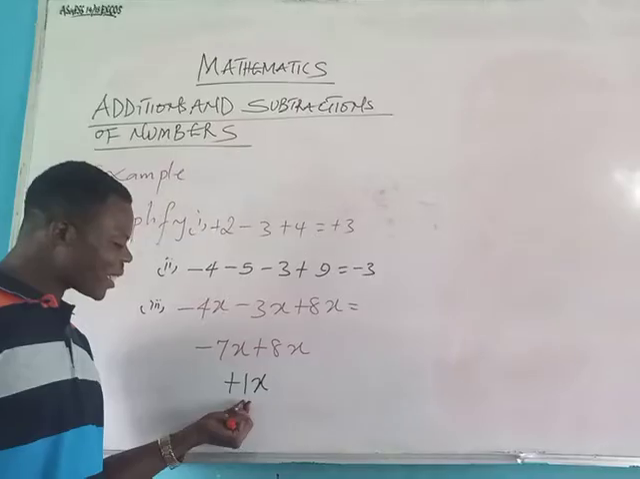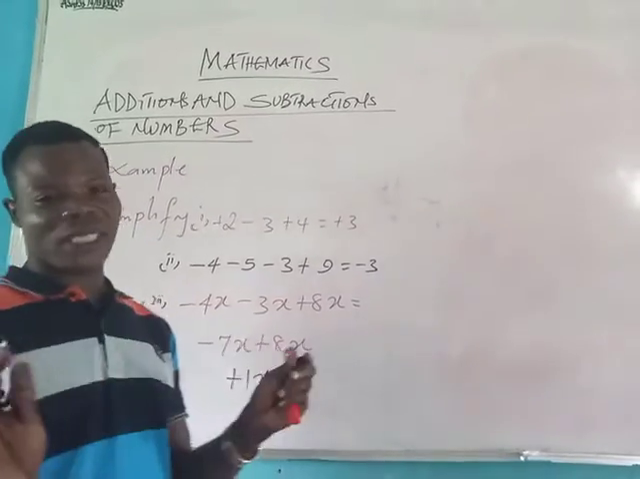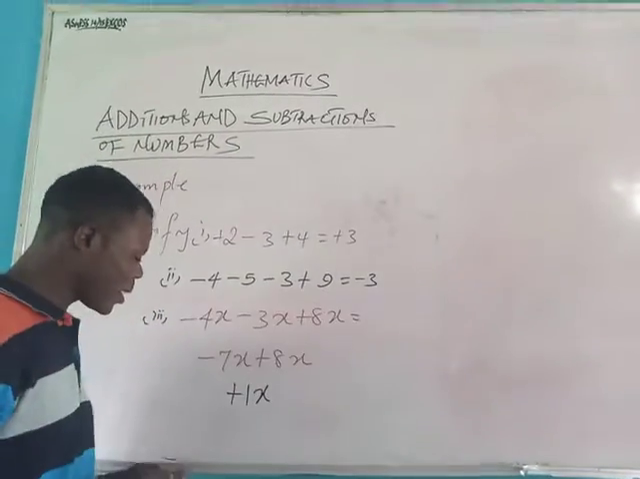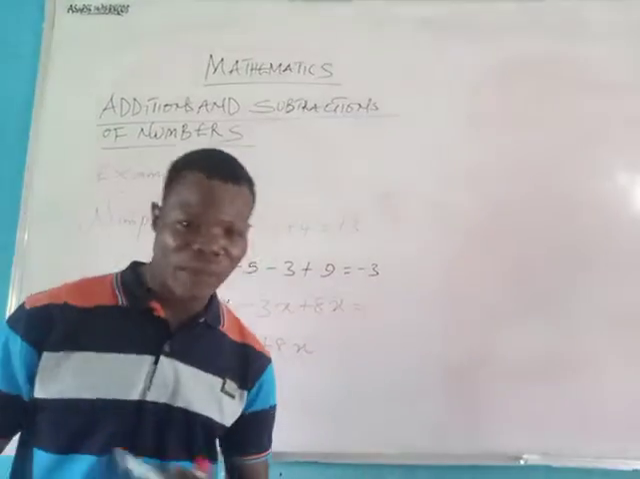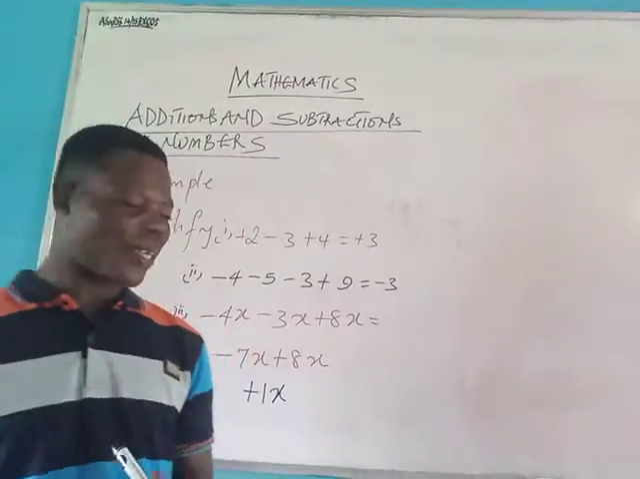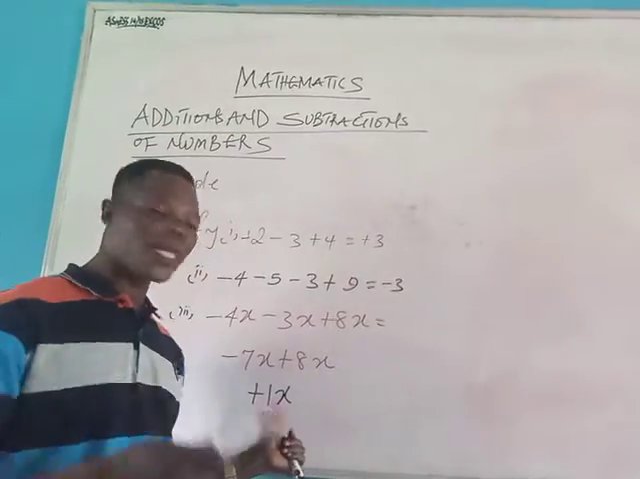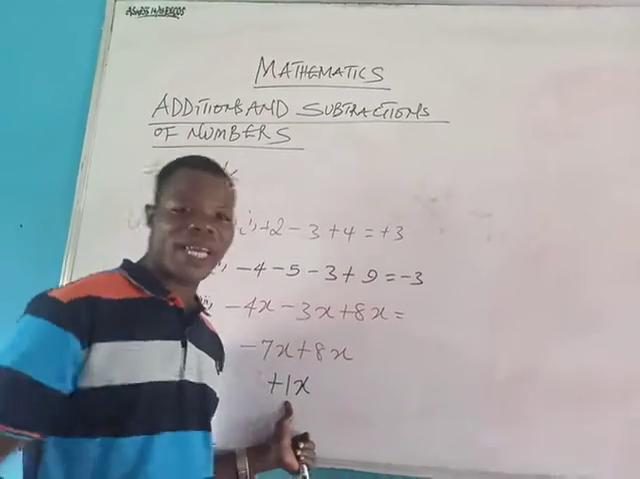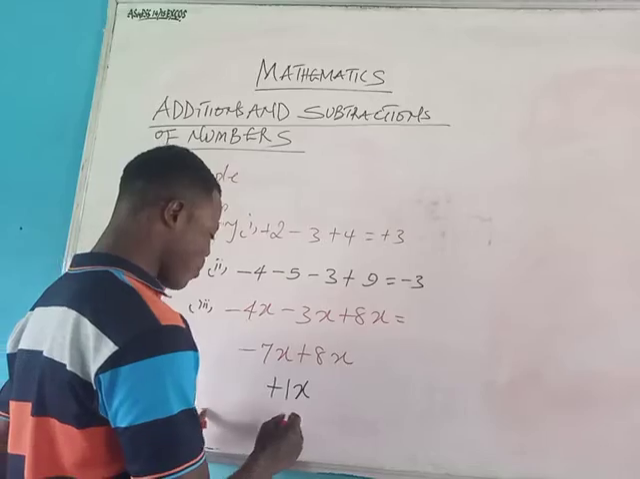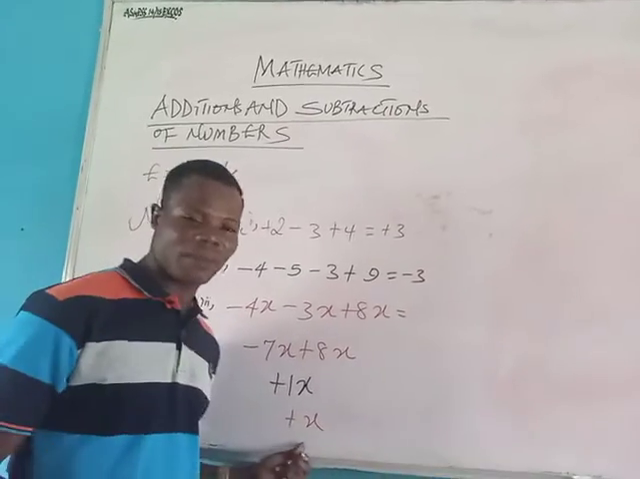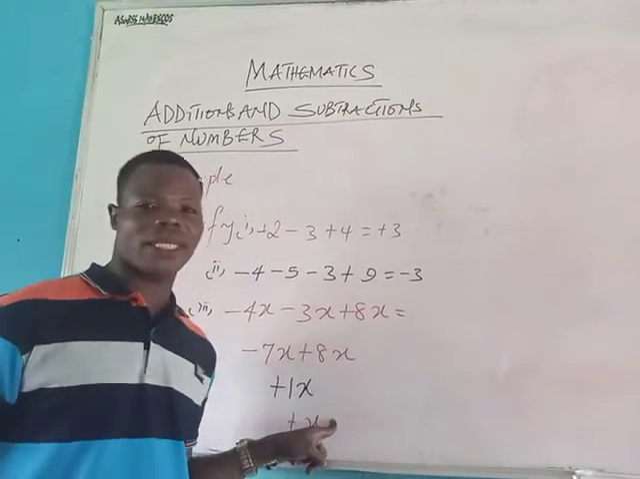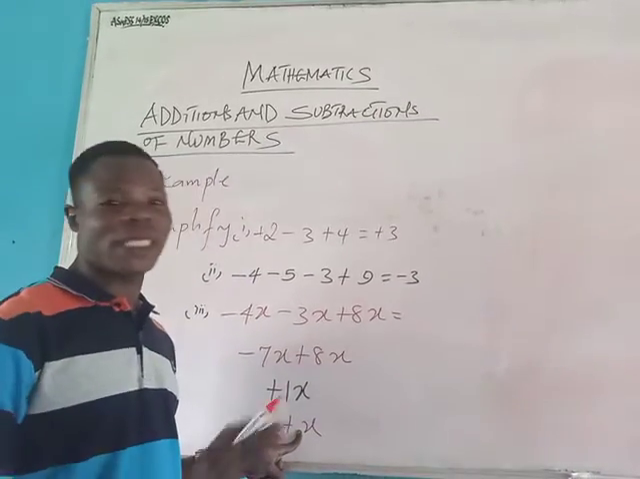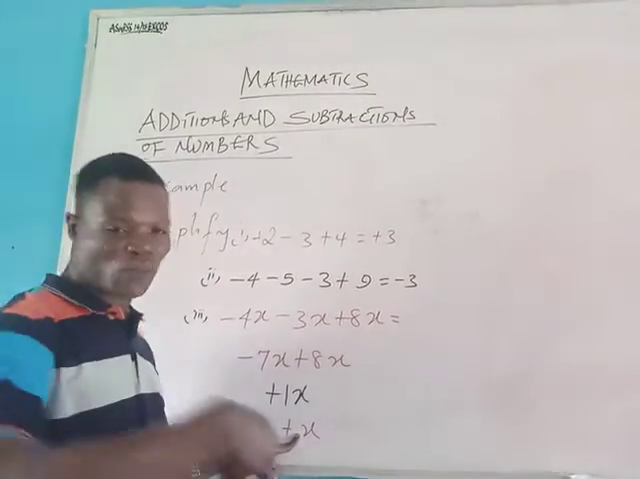You can also write 1x, nothing wrong with it, but to tell yourself that I am no more a baby, I understand mathematics, we don't normally write 1, okay? You can easily write plus x here. So plus x here means plus 1x. So anytime you just see the variable, know that there is 1.